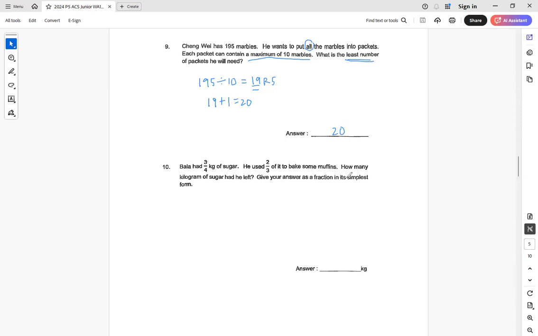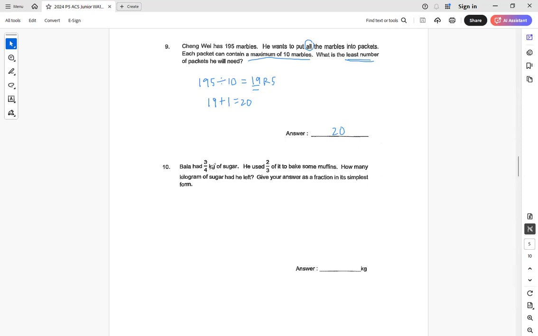Okay, question 10. Bala had 3/4 kg of sugar. He used 2/3 of it to bake some muffins. How many kilograms of sugar had he left? Give your answer as a fraction in simplest form. For this one, I'll use 2 methods to teach you, so you just look at which one you prefer.